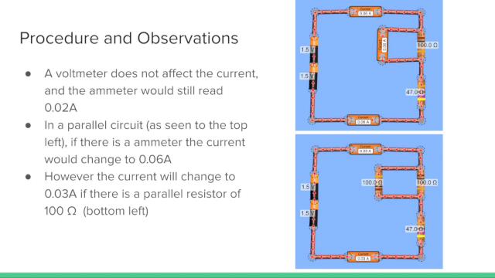Now, when we're looking at a parallel circuit, we can see that a voltmeter still does not affect the current, and the ammeter would still read 0.02 amps whenever a voltmeter is placed. And in the same parallel circuit, if you place an ammeter, as seen in the top left corner, you'll get a value of the current to be 0.06 amps. But if you change this ammeter to a 100 ohm resistor that's parallel to the 100 ohm resistor, the current will change to 0.03 amps, which is seen in the bottom right corner.